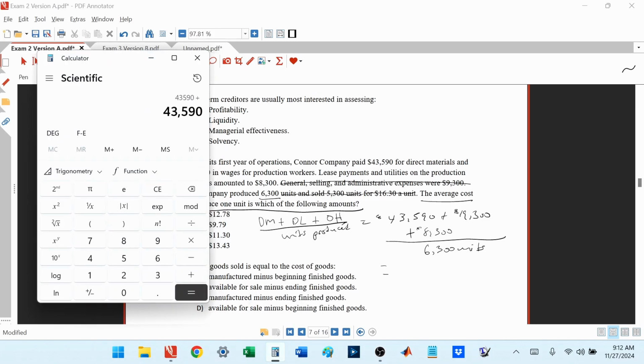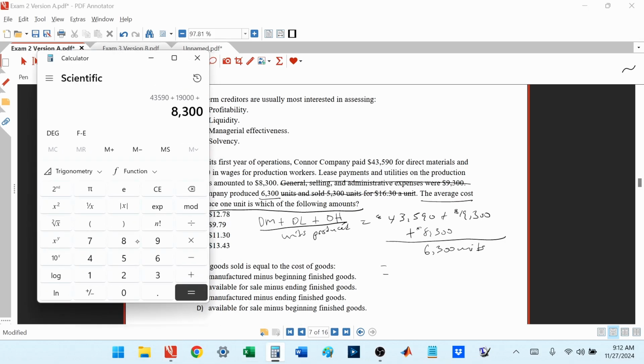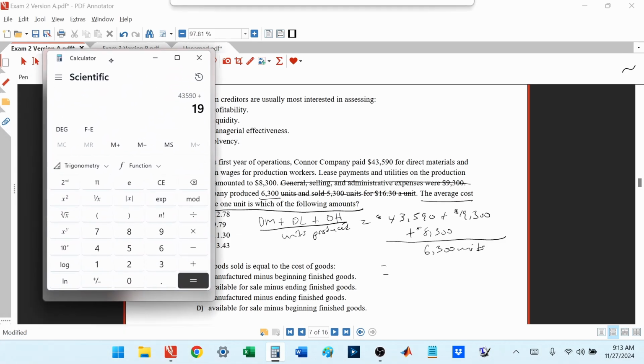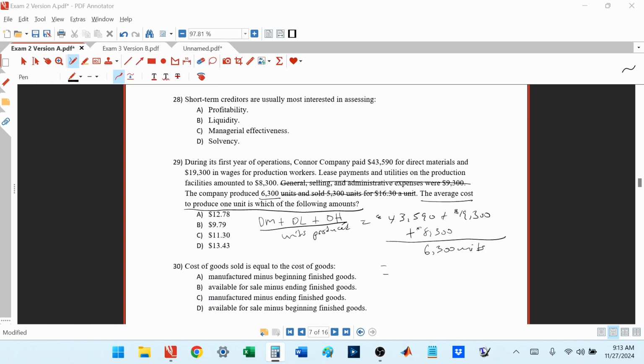So 43,590 plus 19,000 plus 8,300 is our total product cost divided by 6,300 units. 11.25 a unit. Must have done something wrong. 43,590 plus 19,300 plus 8,300 divided by 6,300. 11.3.